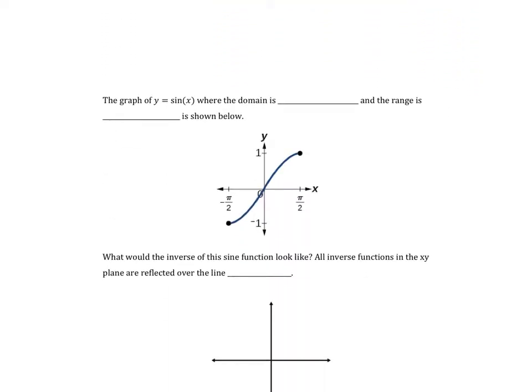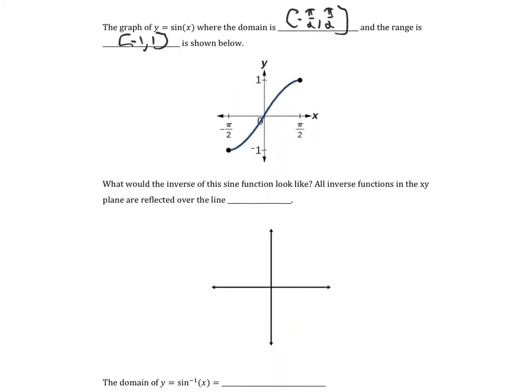So the graph of sine of x, where the domain is negative pi over 2 to pi over 2, and the range is still negative 1 to 1, so I don't lose any values in my range, is shown below. So there's just basically that section of the graph. Now, if I take the inverse of that function, its inverse would also be a function. So what would the inverse of this sine function look like is the question.